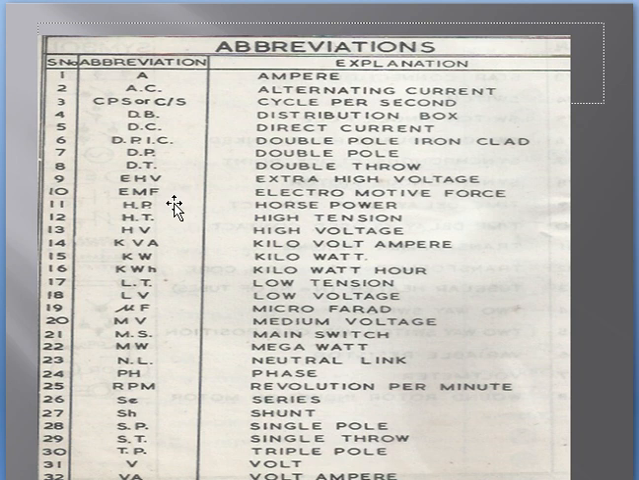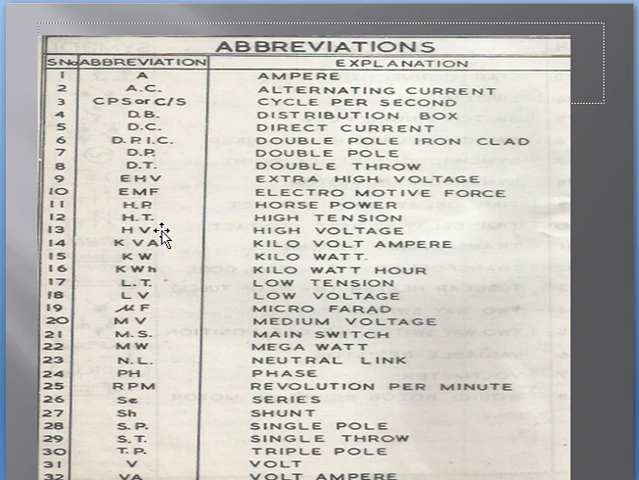And next, you will see here DB, distribution box. DC is direct current. Next, DPIC, double pole iron clad. DT, double throw. EHV, extra high voltage. Next, electromotive force, EMF. HP is horsepower. HT is high tension lines.